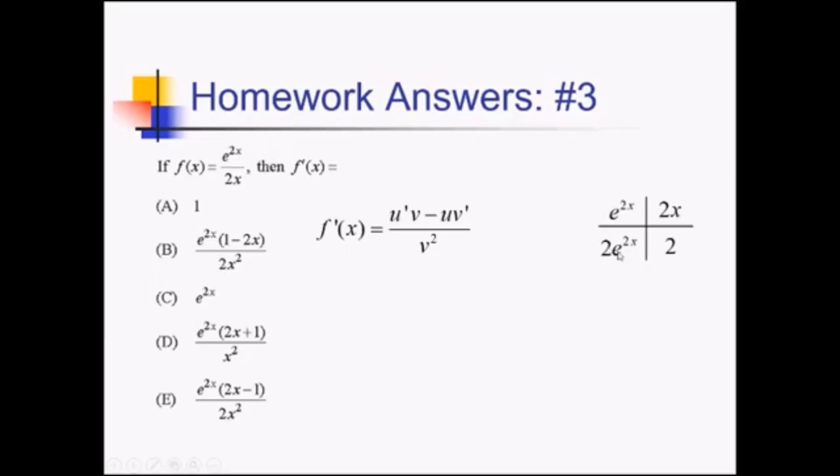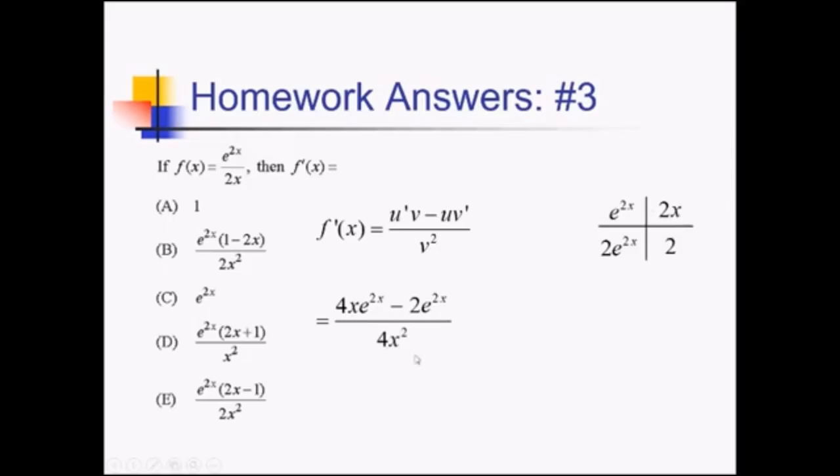So I've got 2e to the 2x times 2x. That's 4x e to the 2x. So that's my u prime v term right there. For uv prime, we're going back the other way. That's minus 2e to the 2x. And now for v squared, we've got 2x, the whole thing squared. So that's going to give us 4x squared down there.